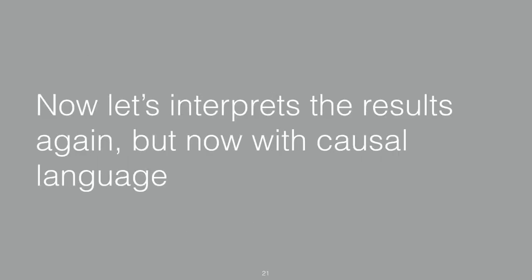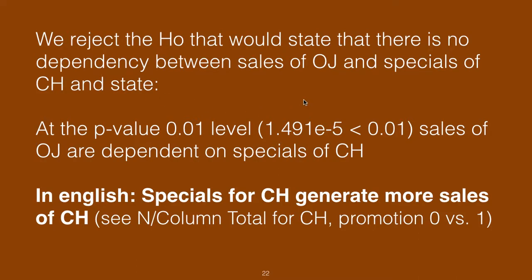Now let's interpret the results again, but with causal language. This part we've already heard. At the p-value 0.01 level, sales of OJ are dependent on specials of Citrus Hill. Now, in English, specials of Citrus Hill generate more sales of Citrus Hill. How do I know this? Well, see the column total for Citrus Hill, promotion versus no promotion.